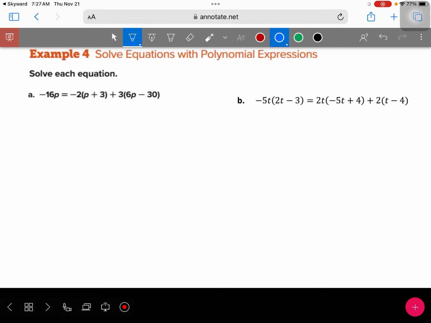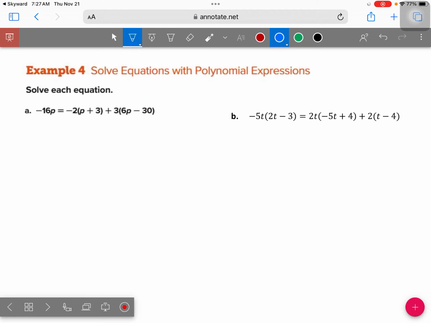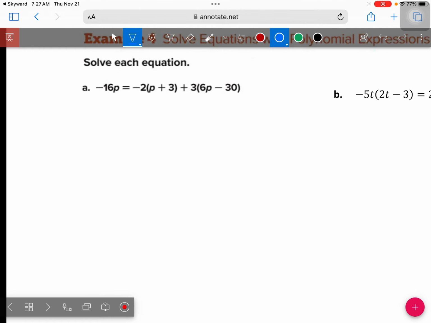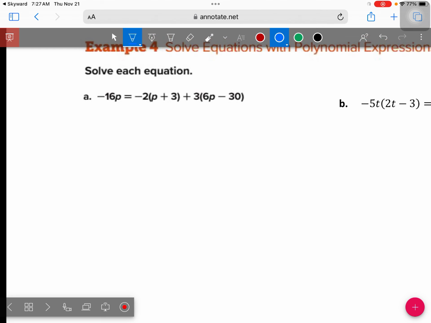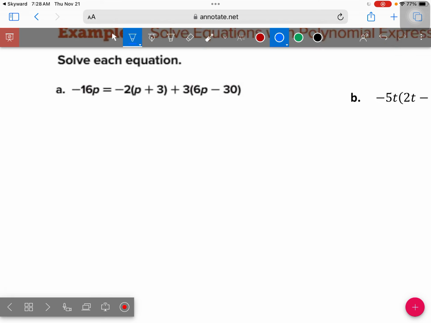Okay, now let's go down to the bottom. We have equations now. We are going to have to solve. When you solve for something, you are going to get a variable equal to some number, okay? And it's kind of a lot. So you want to go slow and you want to go step by step, okay? So first of all, it says negative 16p equals negative 2 times that binomial plus 3 times that binomial, okay?